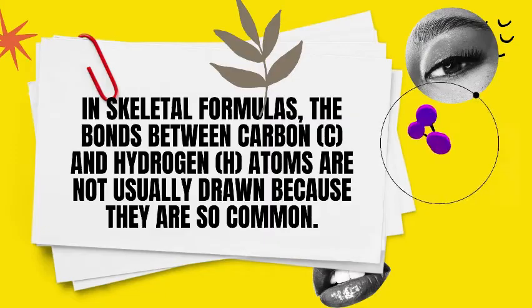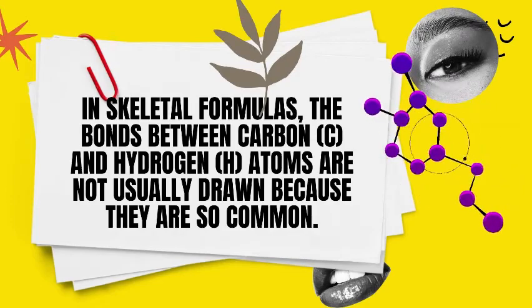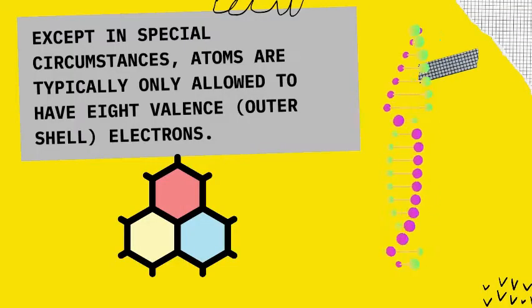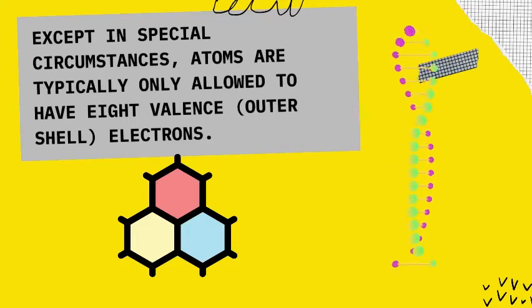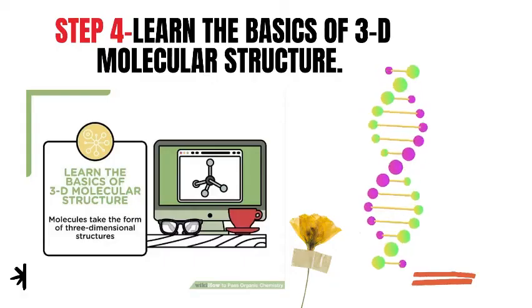In skeletal formulas, the bonds between carbon and hydrogen atoms are not usually drawn because they are so common. Except in special circumstances, atoms are typically only allowed to have 8 valence outer shell electrons. This means that most of the time an atom can bond to a maximum of 4 other atoms.